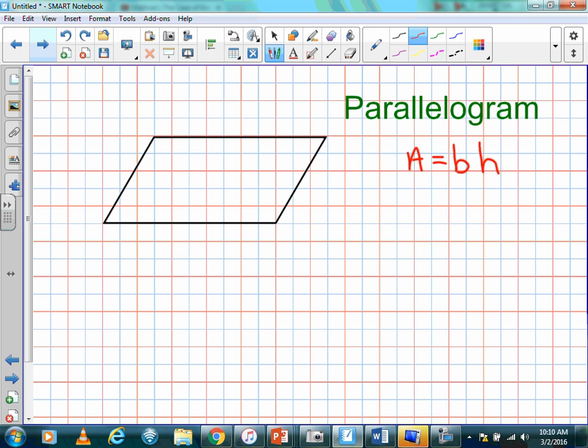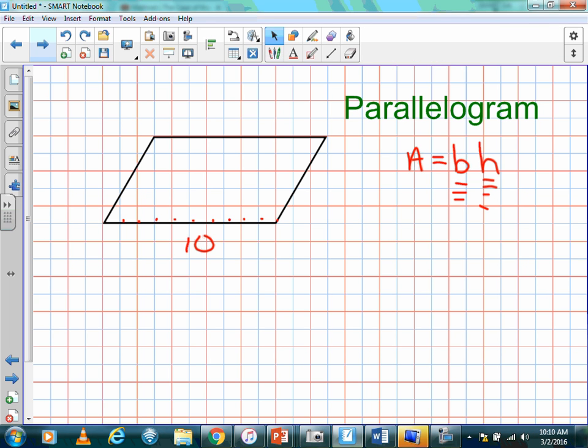Base. Okay, so the base, or the bottom, 1, 2, 3, 4, 5, 6, 7, 8, 9, 10. And now, wait a minute. That's the B. What the heck is the H stand for? All right, how high it is. So let's see. How high it is. Well, we can do it a couple ways.